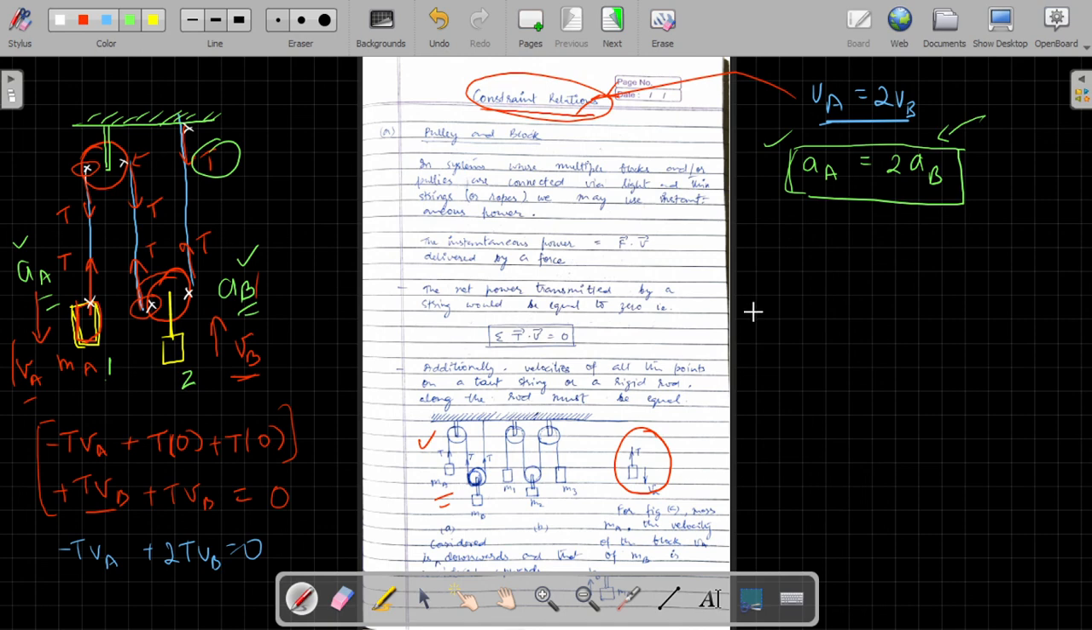And after doing all that, we add up all the instantaneous powers to equal 0 and find the relation. So in this video we'll be covering up to this point only. In the next video we'll be doing some more examples and more questions on constraint relations in a bit more detail. Thank you.